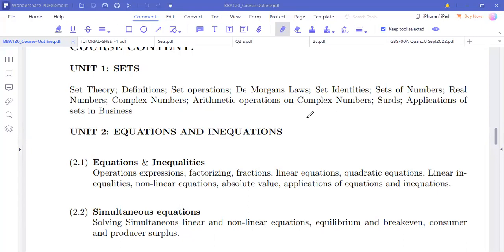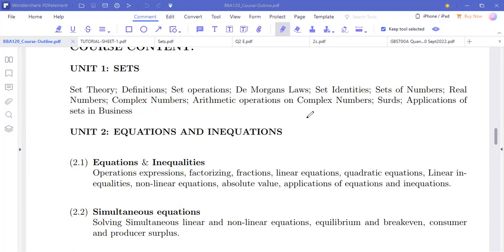So the first unit is that of sets, or set theory. We're going to define the basic operations of sets. We're also going to look at set identities, the De Morgan laws, a set of numbers, real numbers, complex numbers, and we'll also look at arithmetic operations in complex numbers. We'll look at the surd and the application in business.